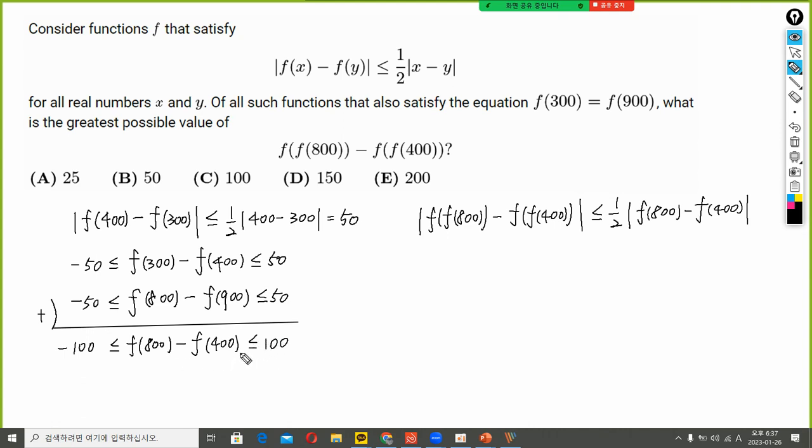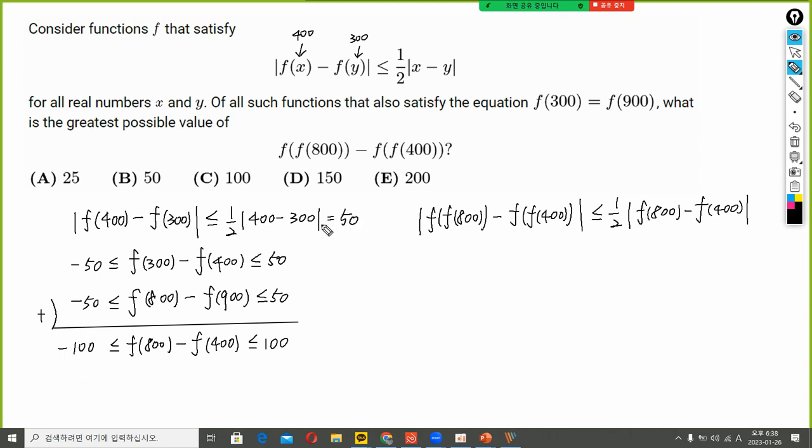Yep, so we can start with the difference between f of 400 and f of 300. That means we are putting these values, 400 and 300, into x and y. So we change x and y to 400 and 300. That means the absolute value is less than or equal to 50.